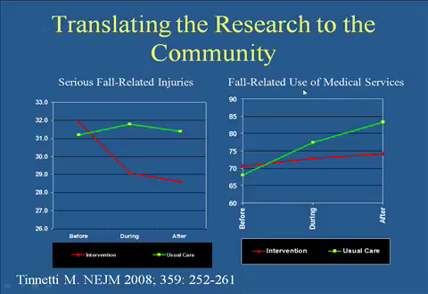And then if you look at the use of medical services, which is the graph here on your right, you can see that in the intervention group here in red, usual care group here in green, they start out pretty similar, but over the course of the study, fall-related use of medical services is lower in the intervention group, and even lower later on after the study was completed. So community-based programs to reach out to people living in the community and to providers providing service in the community can have an impact on those communities.